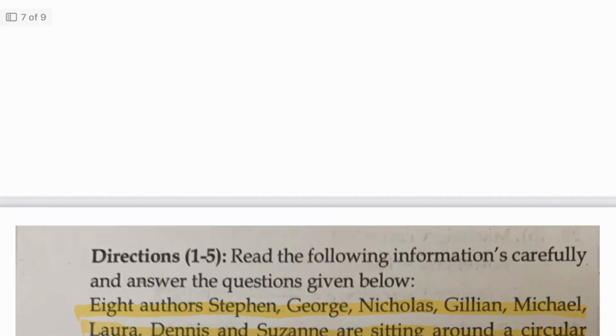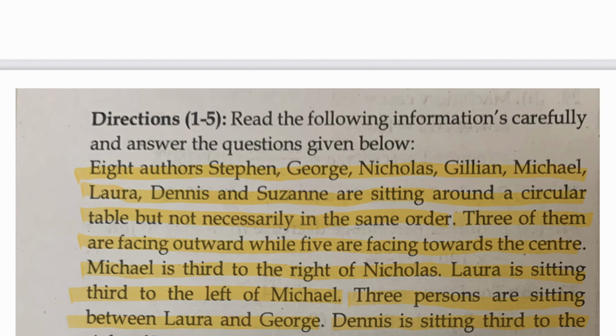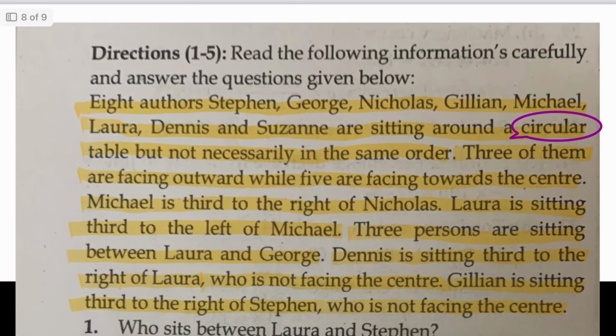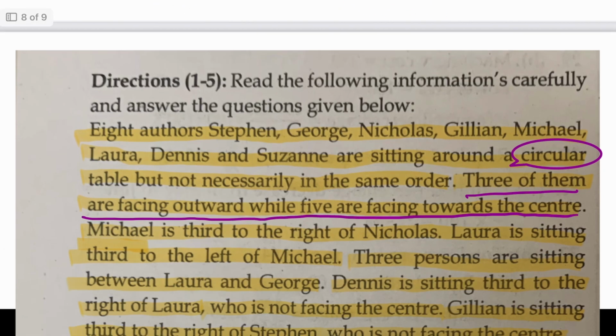Now they are sitting in a round table. Not necessarily in the same order, but they are sitting in circular order. First thing, you draw a circle here. Okay, we got the circle now. Then they have said 3 of them are facing outwards while 5 of them are facing the center.